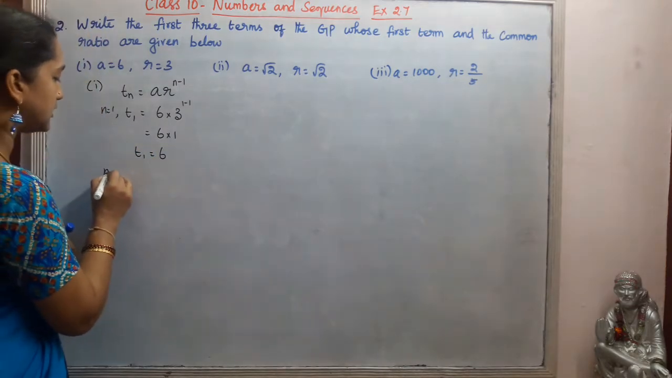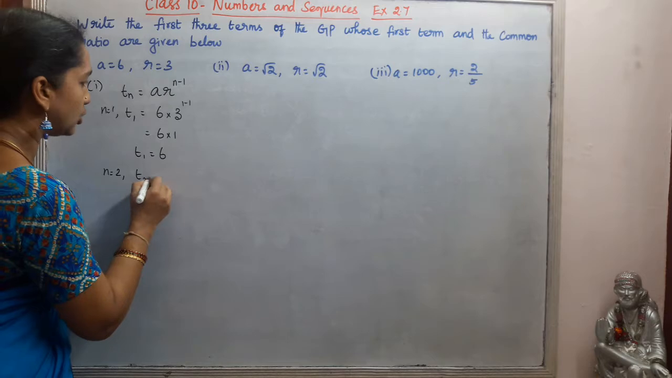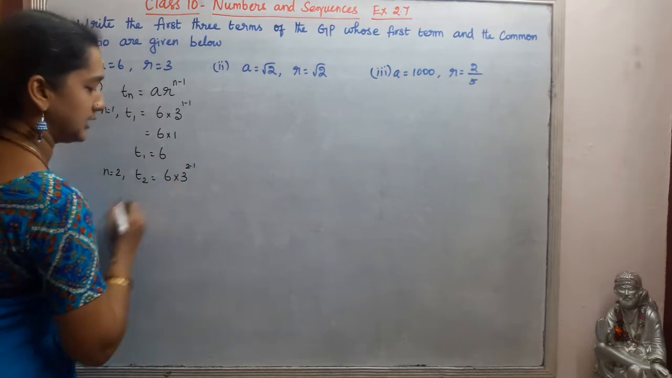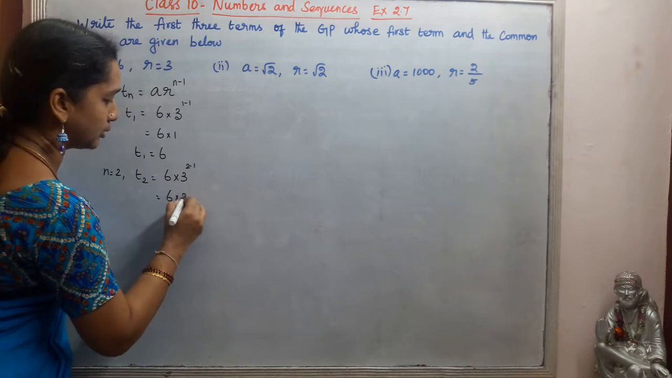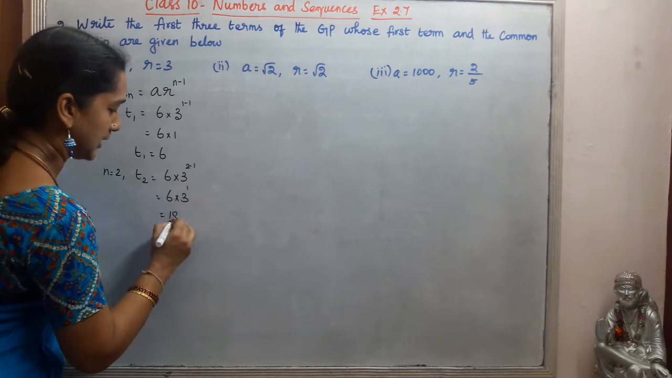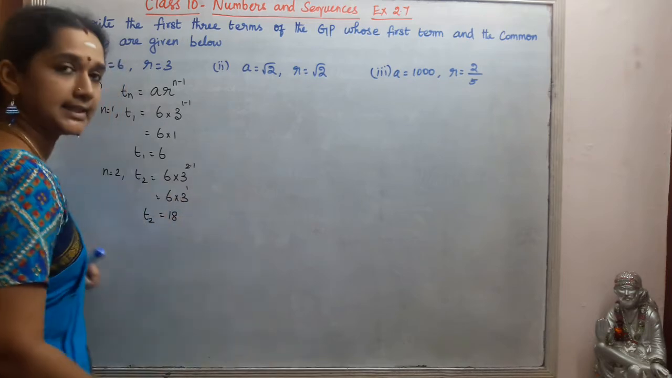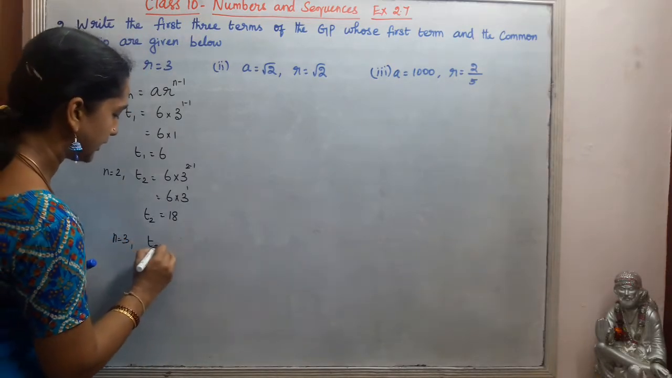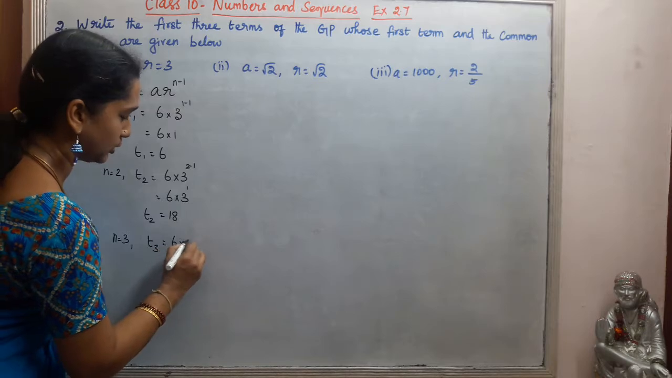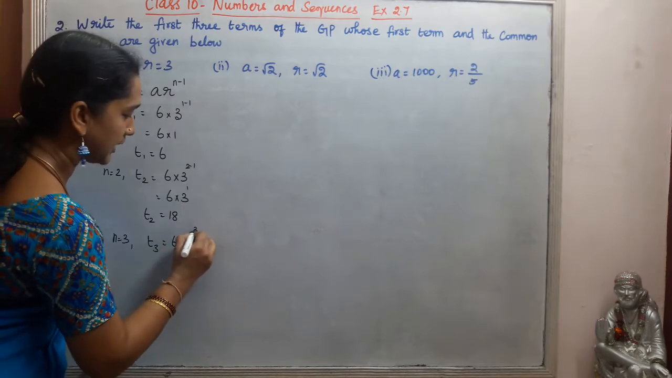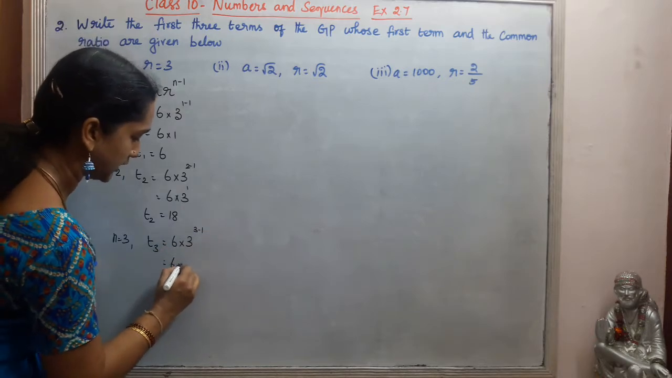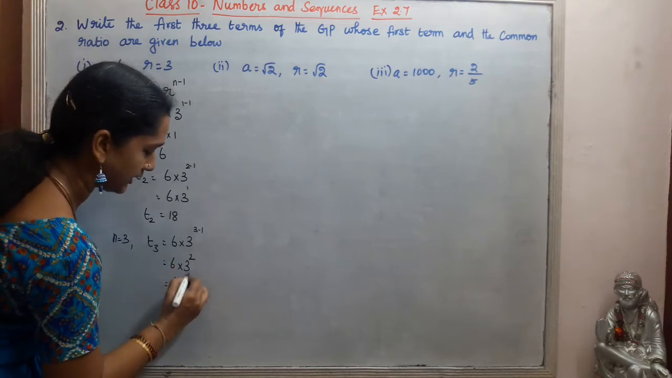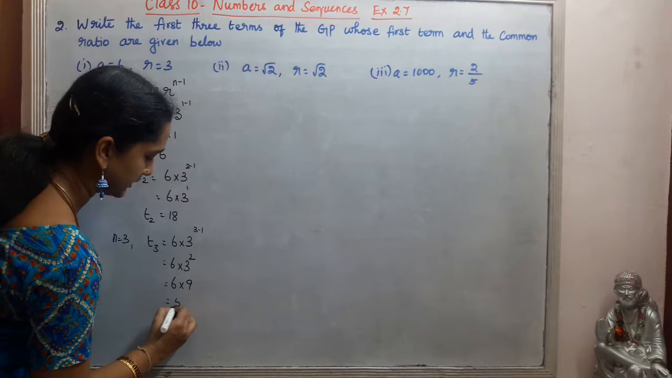Okay, then n is equal to 2. T2 we will find. So 6 into 3 power 2 minus 1. So that is 6 into 3 power 1, that is 18. So T2 is 18. Then n is equal to 3. T3 is equal to 6 into 3 power 3 minus 1. So that is equal to 6 into 3 power 2. That is equal to 6 into 9, 9 times 6 is 54.